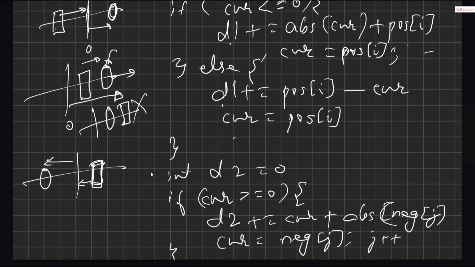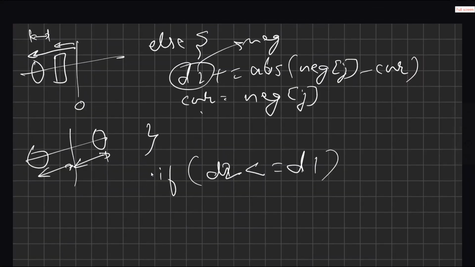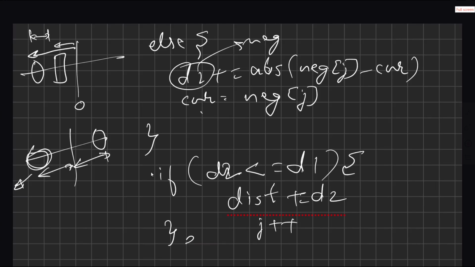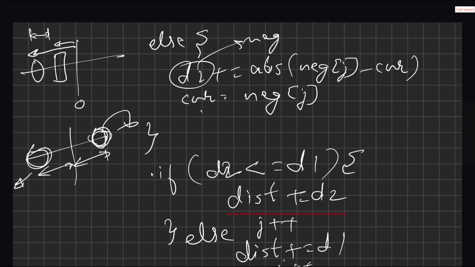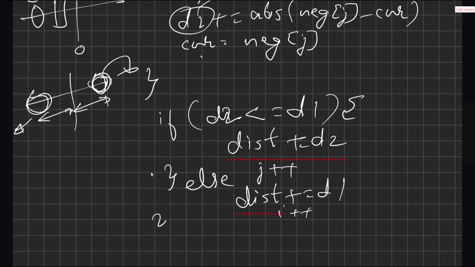When we pick up a cookie, we do a picking up operation. If distance 2 is lesser, we are picking up the negative cookie. So when we are picking a negative cookie, in your total distance traveled you'll be adding d2, and since you have picked a negative, j you'll be increasing. It's like you have picked this, now you'll be picking the next cookie available. Else your distance is going to be d1 and i will be increasing. It's like you have picked the positive side cookie, and the next cookie you're going to pick, so it is i plus plus. So yeah, that's it.